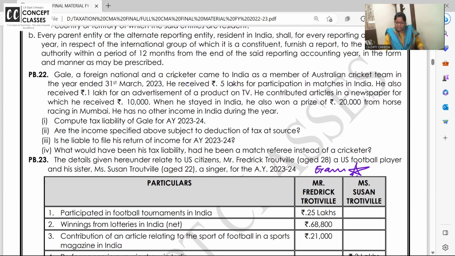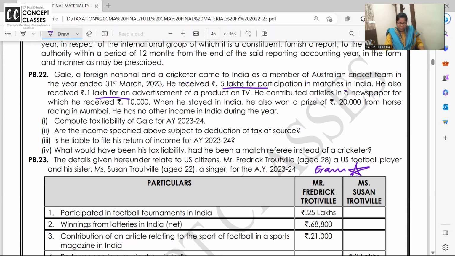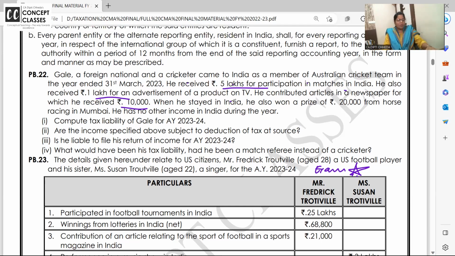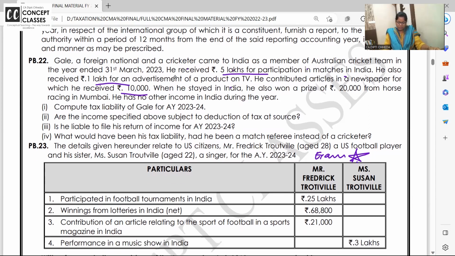Chalo, now, so he is a cricketer. He received 5 lakh for participation in the match. He received 1 lakh for advertisement and he contributed articles. So all the three incomes are going to be taxable in India. When he stayed in India, he has also won a lottery. Okay, so he has won a lottery also along with it. So tax will be levied on lottery income also. If it is horse races or a prize is won, then also tax will be levied. Compute the tax liability. Are these TDS deductible?